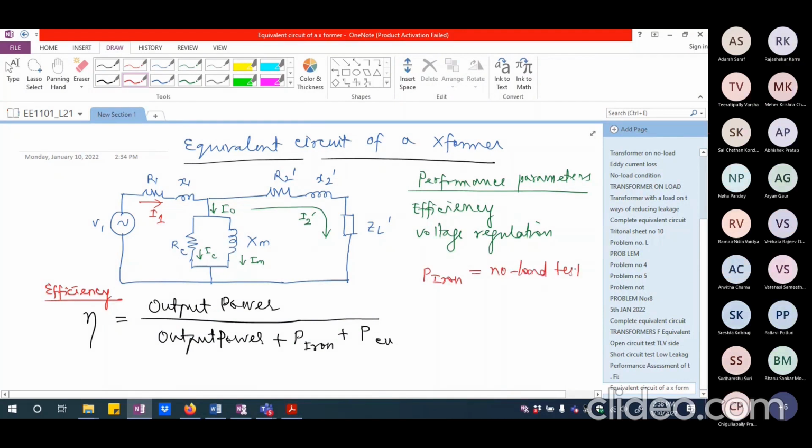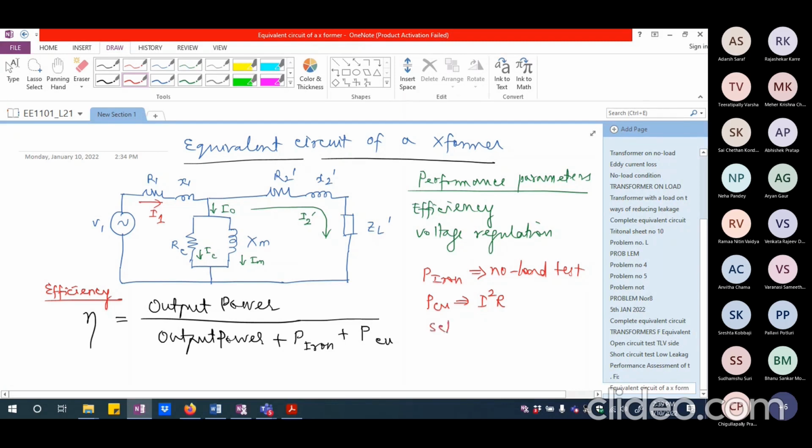So this is obtained normally from the no load test. And copper losses are basically I square R. They are called copper losses only because they are essentially the dissipation that is taking place within the conductor, right? That is the copper conductor which is wound around the core. That is the reason why we call this copper losses. So I have to write this as I square R.